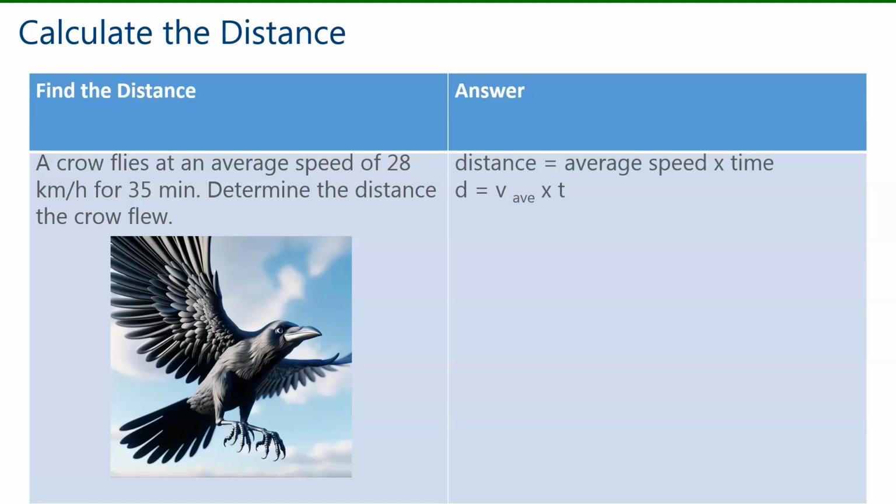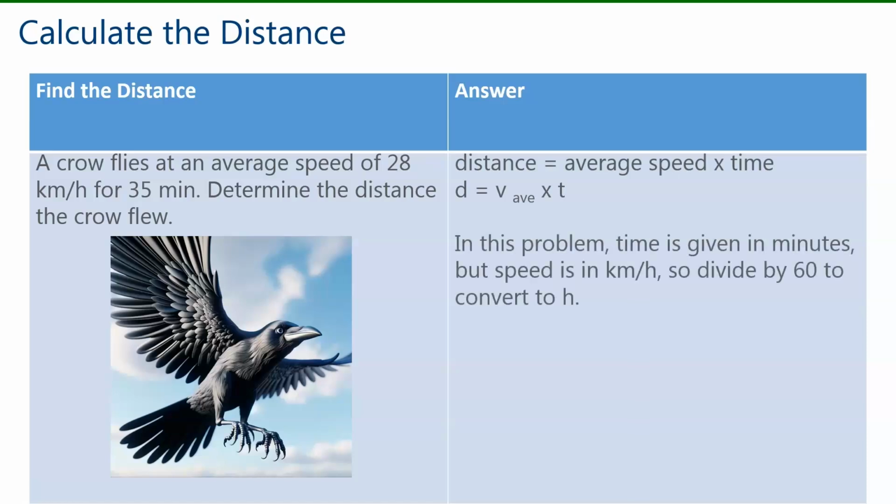The formula for distance is average speed times time. In this problem, time is given in minutes, but the speed is in kilometers per hour, so we'll divide the time by 60 to convert it to hours. Our distance then is our speed, 28 kilometers per hour, times our time, 0.58 hours. That gives us 48 kilometers. The crow flew 48 kilometers.